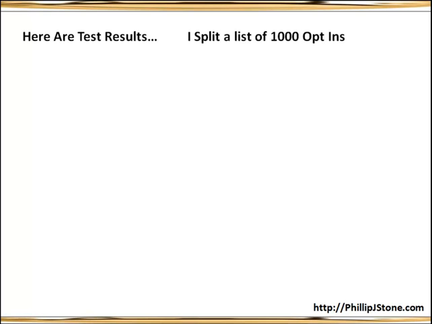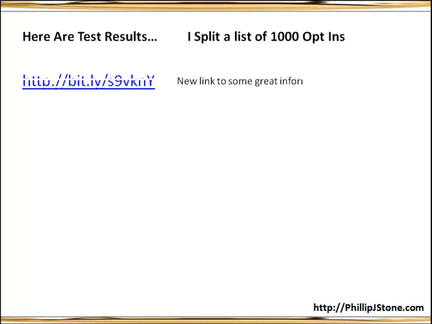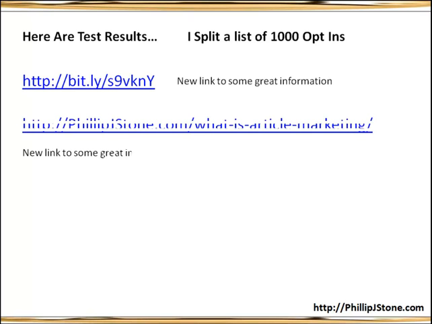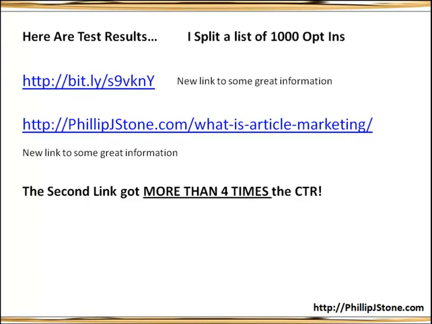I split a list of 1,000 opt-ins that I have, sent them these two links. Now, it's important for you to know that the first one, the link, and then it says new link to some great information, and the second one, the link, and then new link to some great information, they actually wind up in the exact same place. So I sent those out, 500 to each group, and guess what? The second link got more than 4 times the click-through rate.